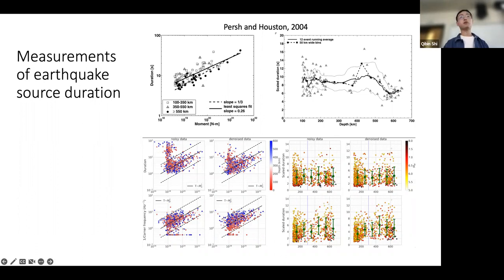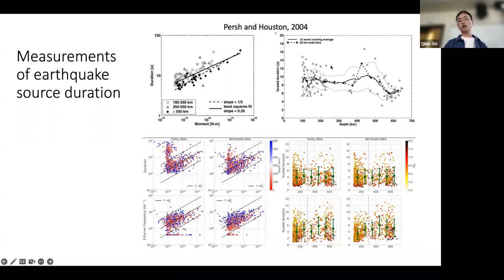We want to see the depth dependence feature of this scaled duration. The top two figures show the measurements for the duration scaling law and the scaling law for the scaled duration from the previous studies by Persh and Houston. And I think some features here are similar or opposite. For example, they observe a larger slope for deeper earthquakes, but here we observe a larger slope for the shallow earthquakes in this scaling of the source duration.